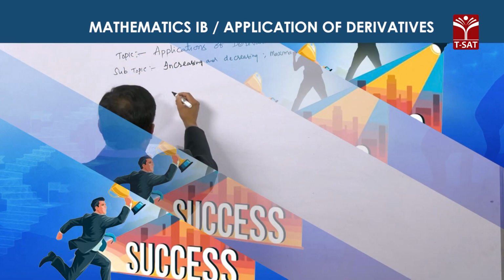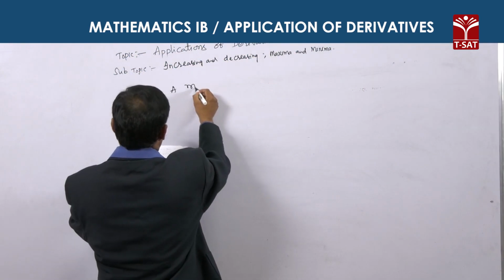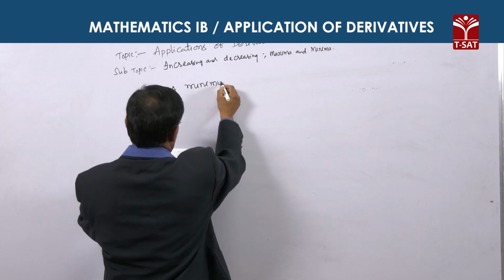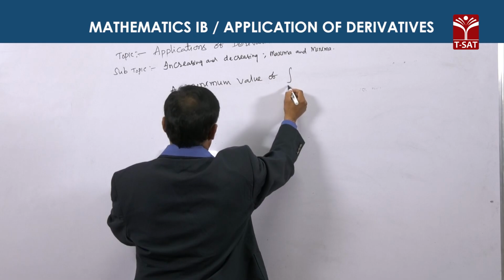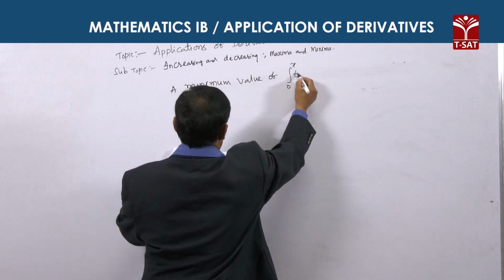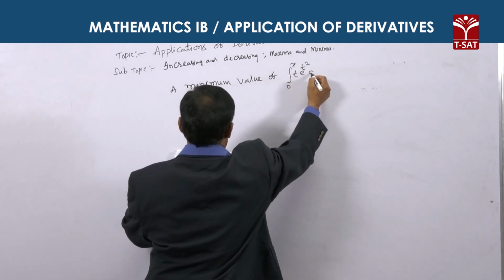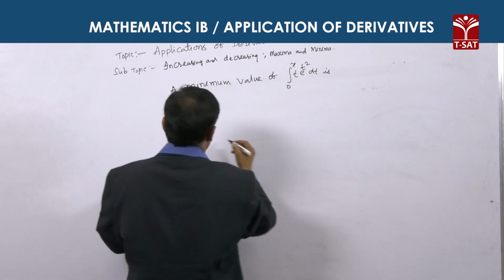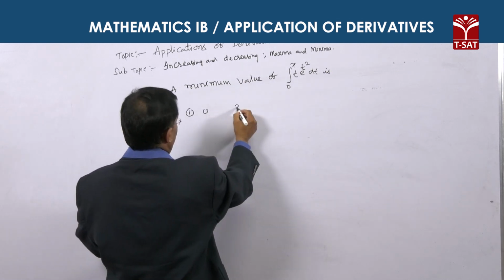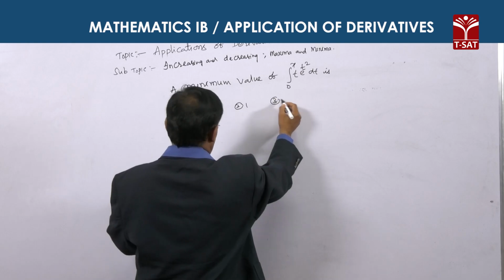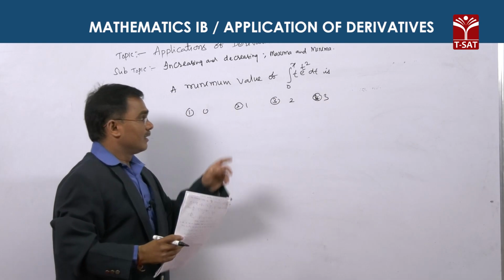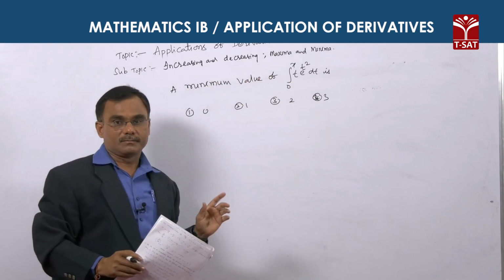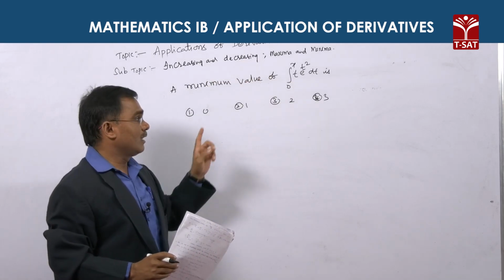Next question: the minimum value of the integral from 0 to x of t into e power t square dt is dash. The first option is 0, second is 1, third is 2, fourth is 3. What is being asked? The minimum value of the function is either 0 or 1 or 2 or 3.